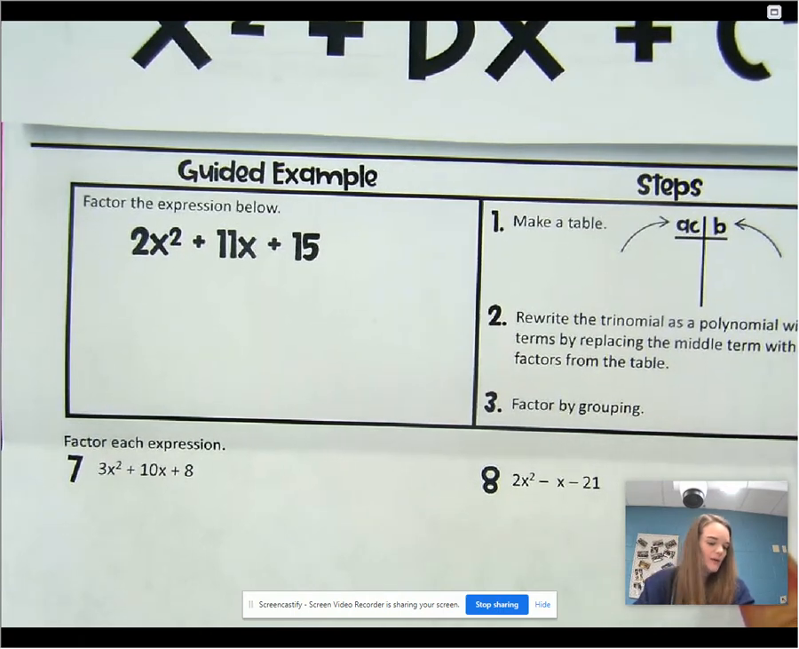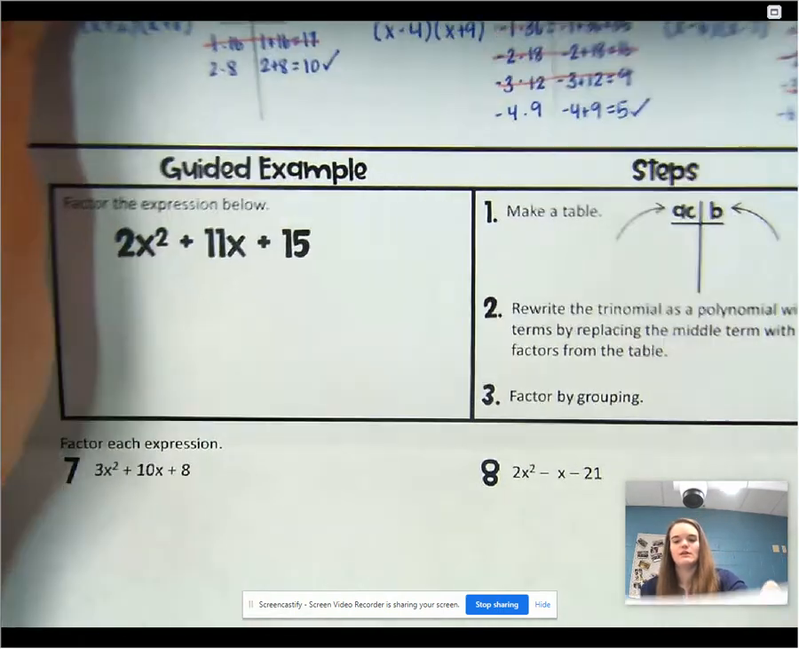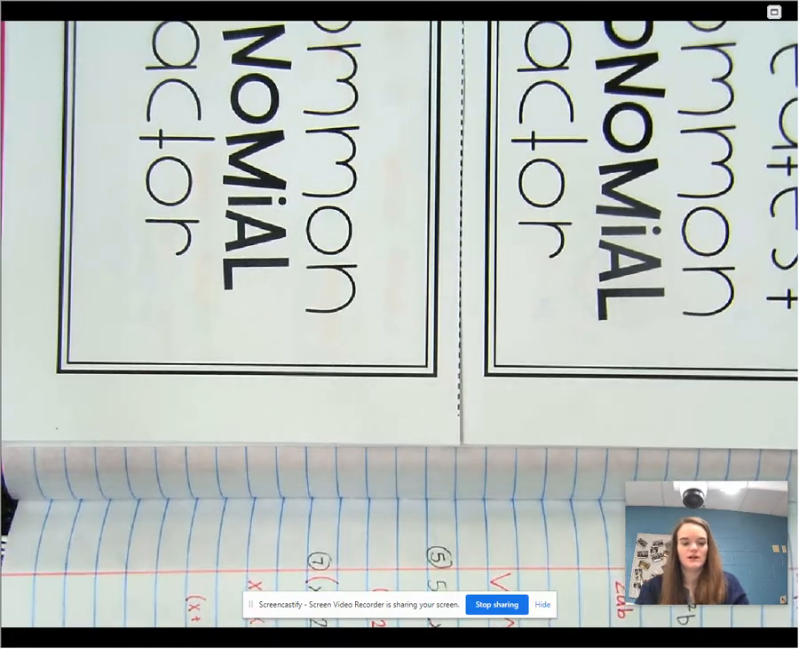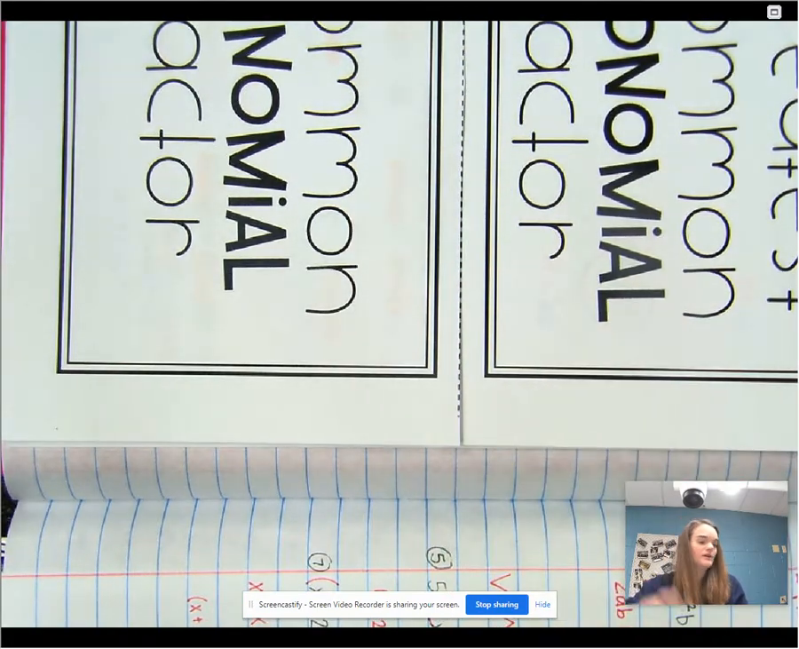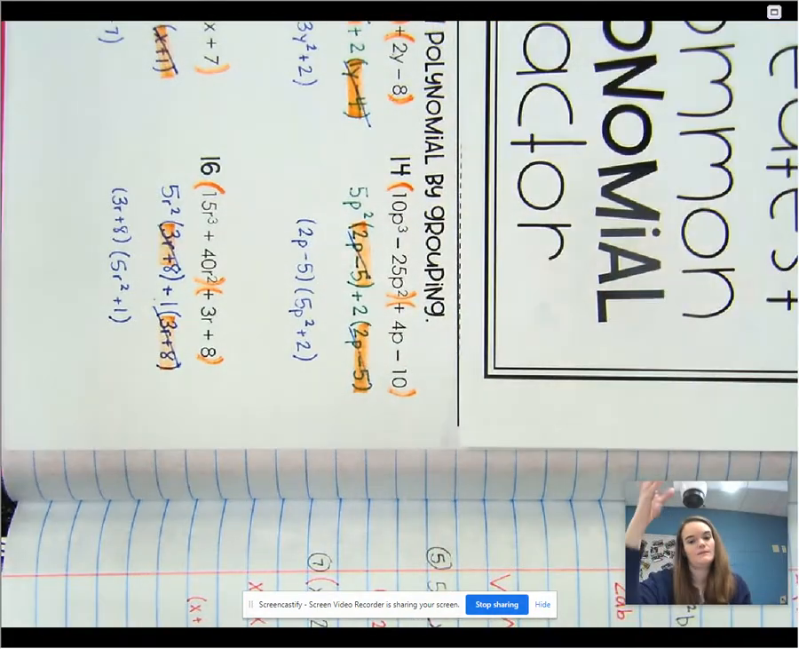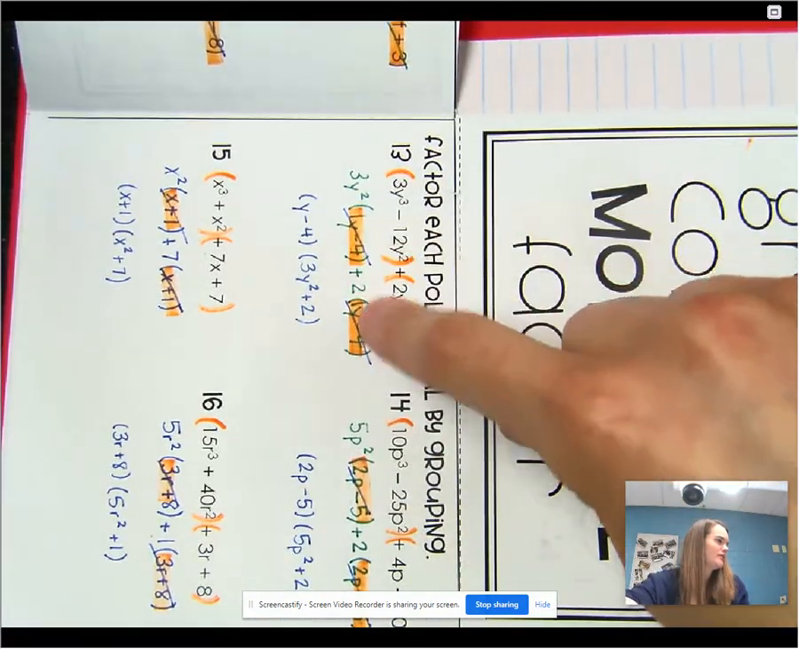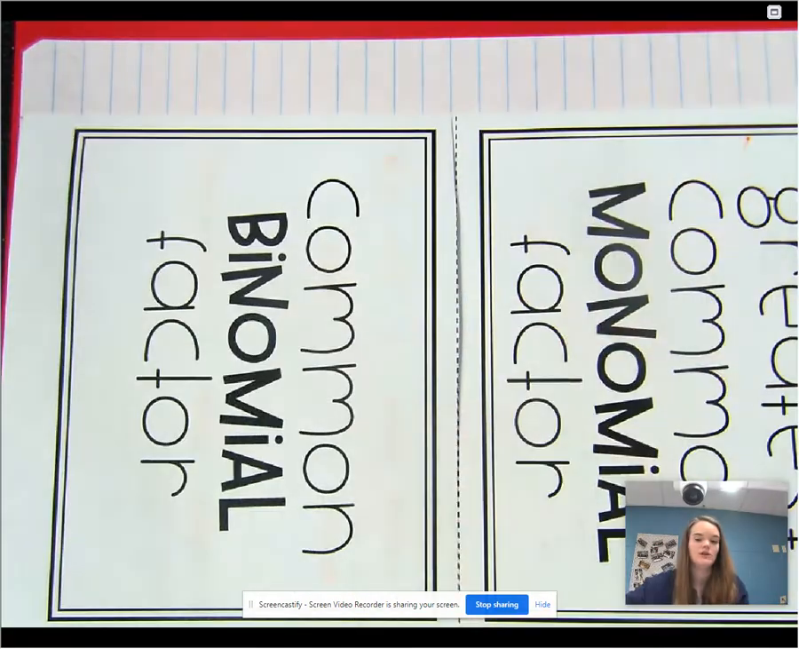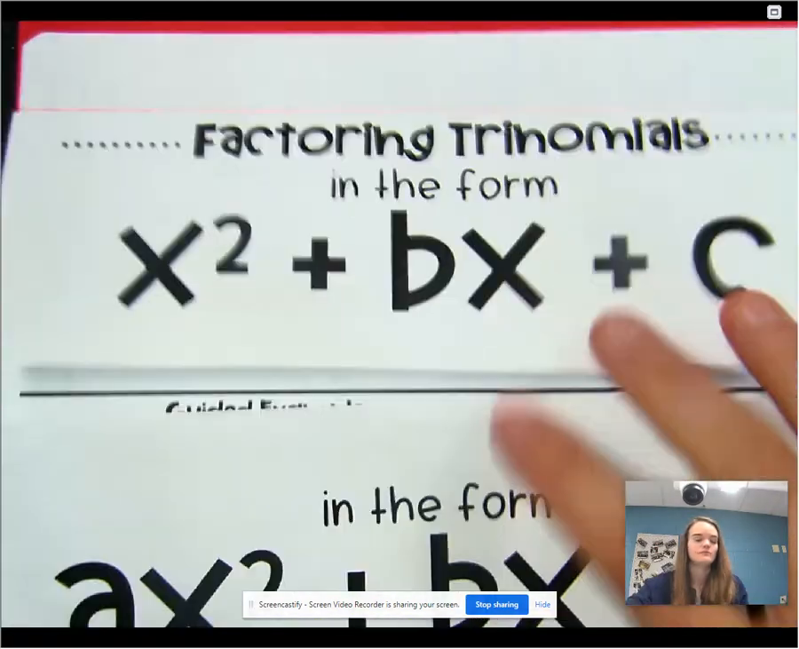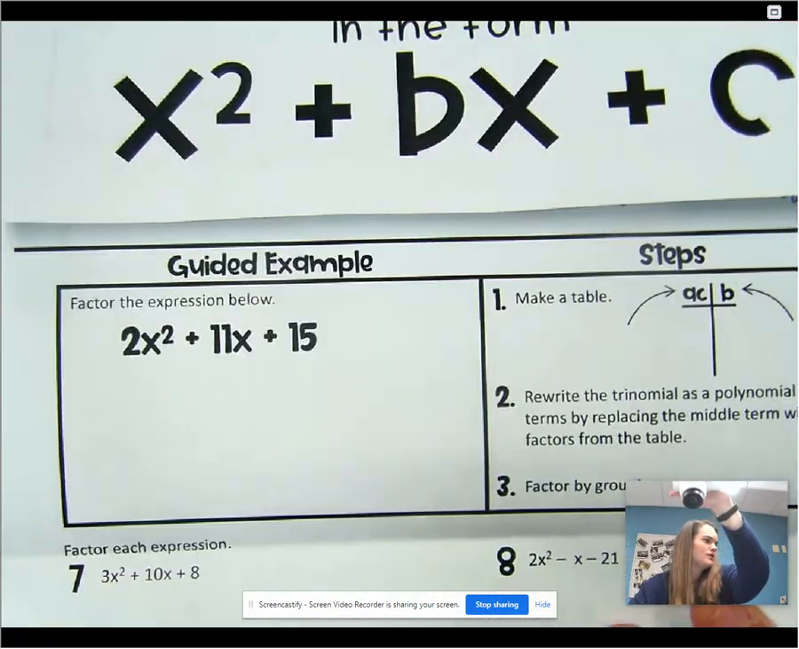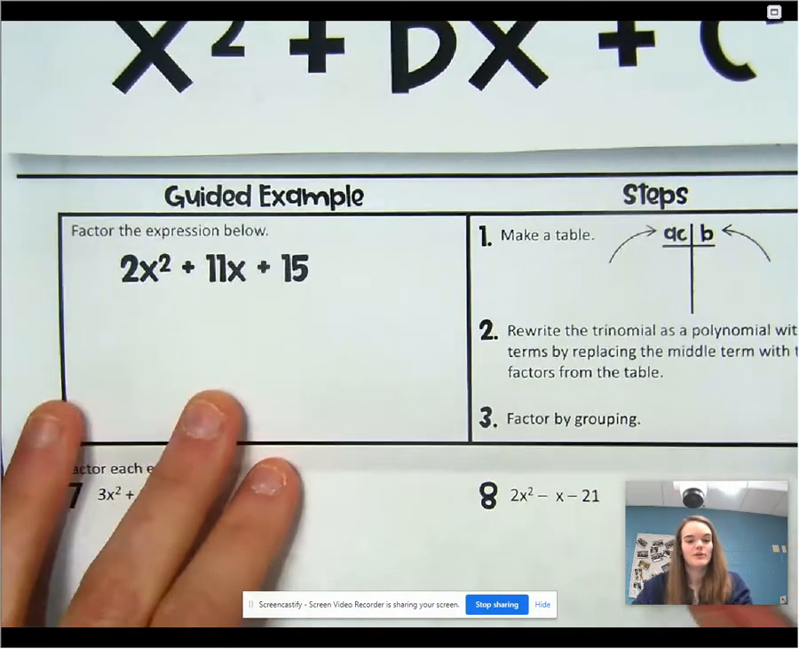So it's been a little while. We actually factored by grouping in the last lesson, like this. Factor by grouping, where we would separate and take out certain pieces. That's what we're actually going to do. So let's look. So we've got an example.